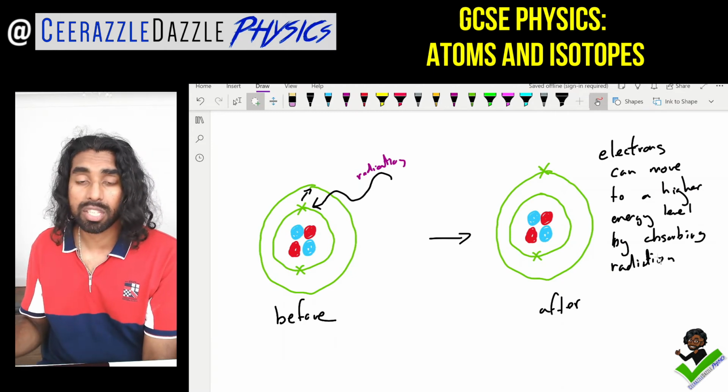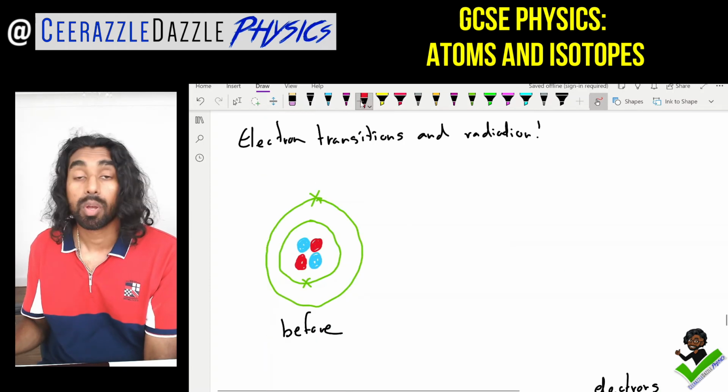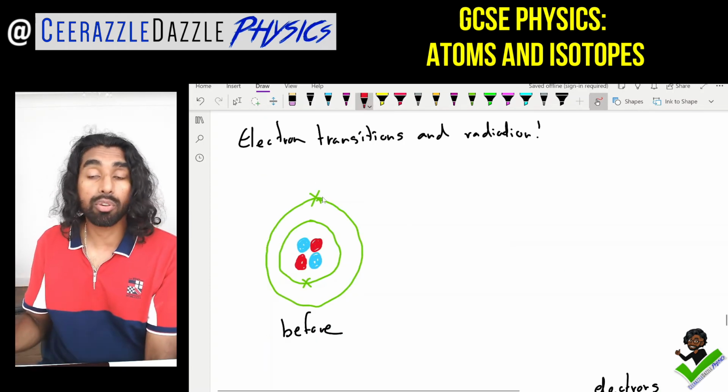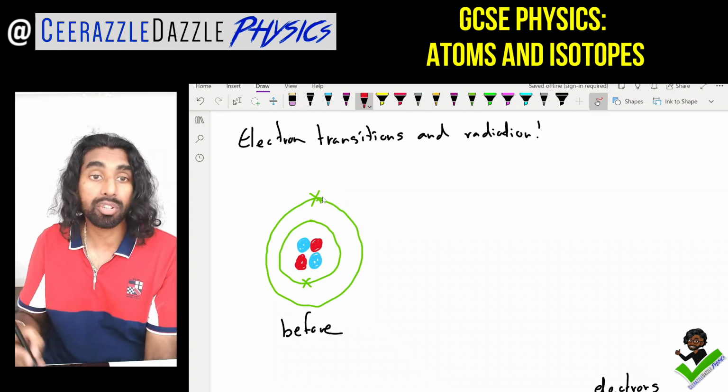So now what you're thinking next, what about the reverse? What about if an electron tries to move down a level? What can happen then? Well, we can do the following. So we know that in order to move up, I need to absorb radiation. Well, then to move down, I've got to simply emit radiation.